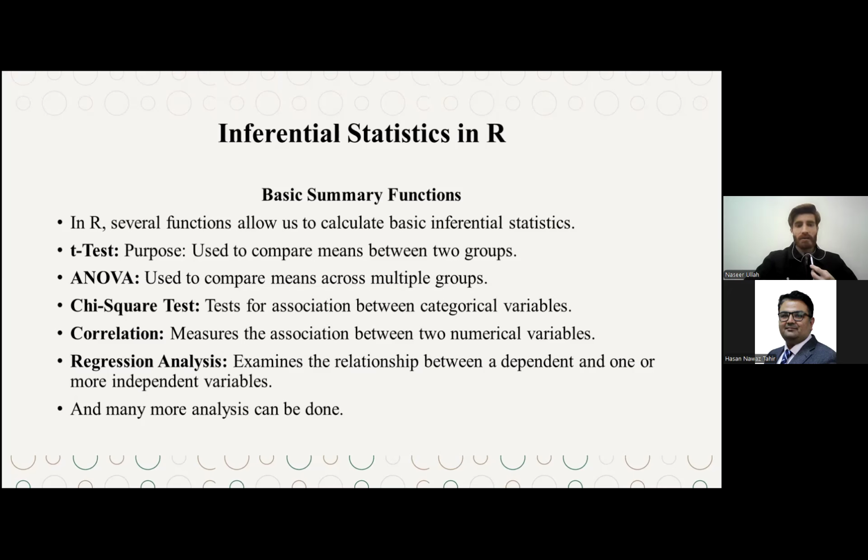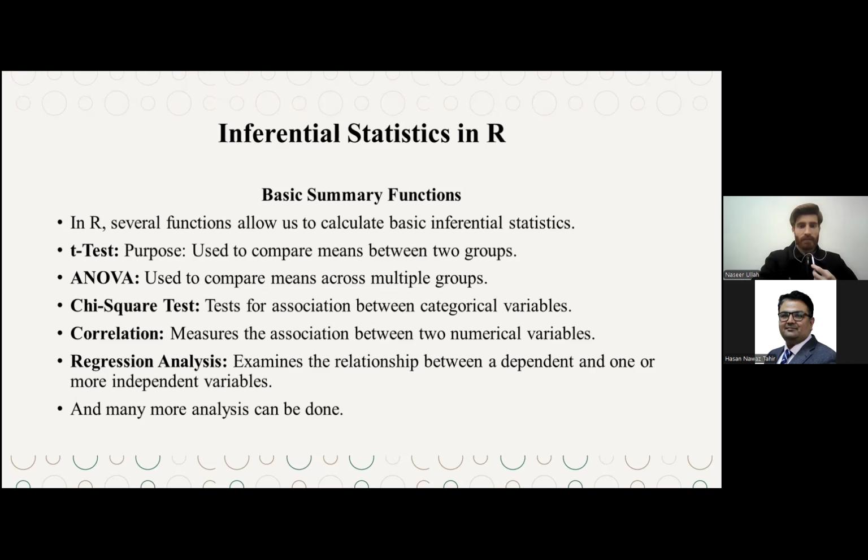Chi-square test is a test for association between categorical variables. Correlation measures the association between two numerical variables. In regression analysis, we examine the relationship between a dependent and one or more independent variables.